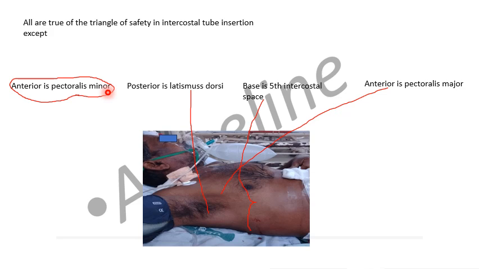So don't get confused. It is pectoralis major or anterior axillary fold and posterior axillary fold. Purposely, they gave you these two muscles. If they had said anterior axillary fold, you wouldn't have had an issue. They purposely put these muscles to get you into the trap. So always we have clarity.